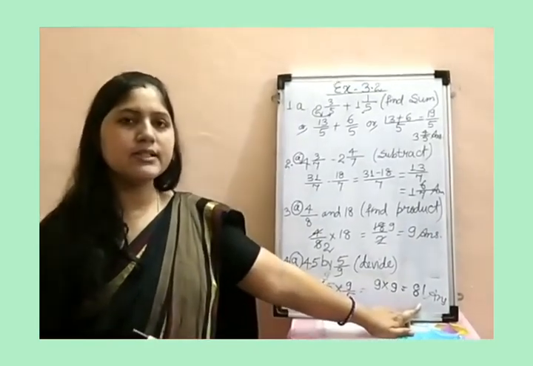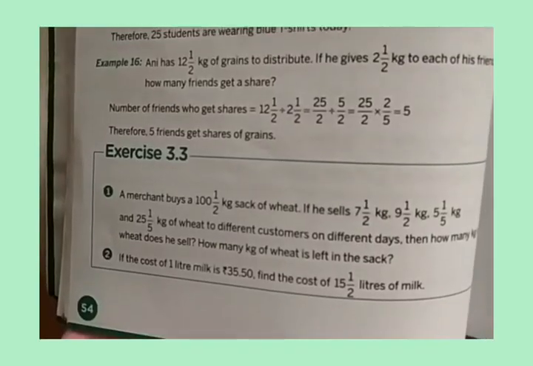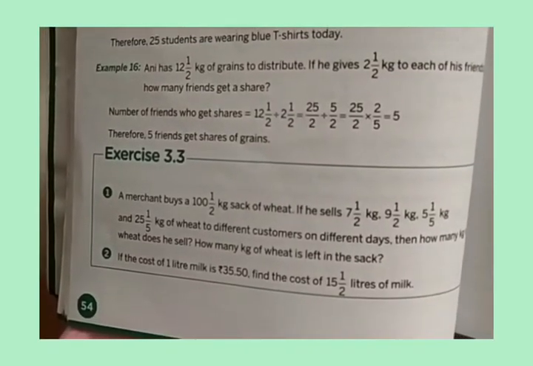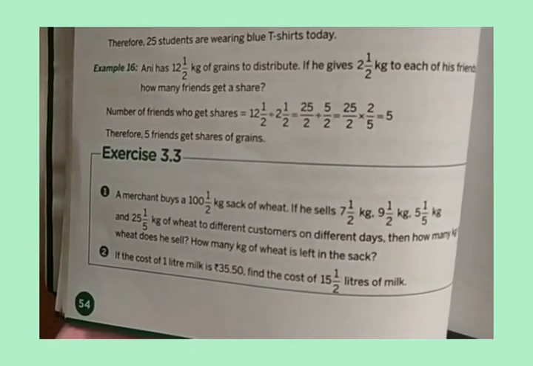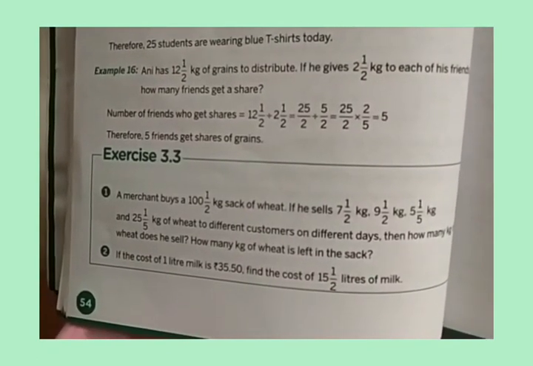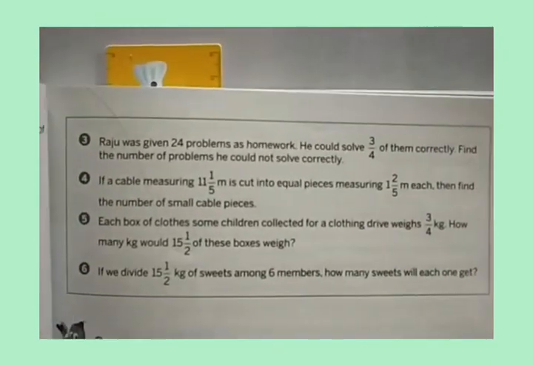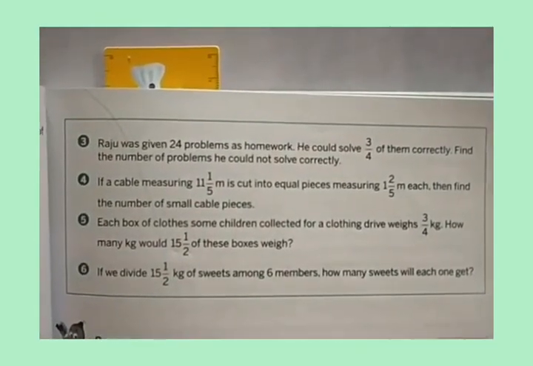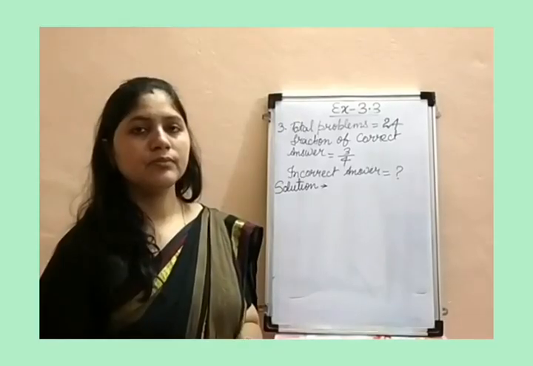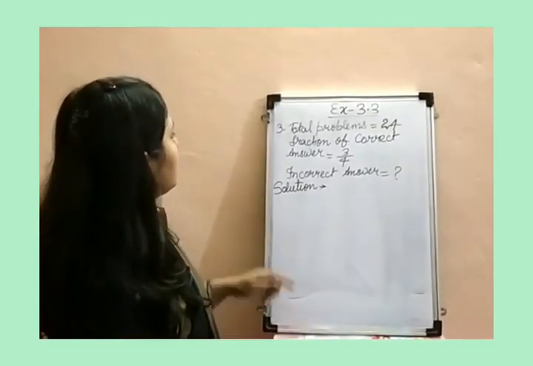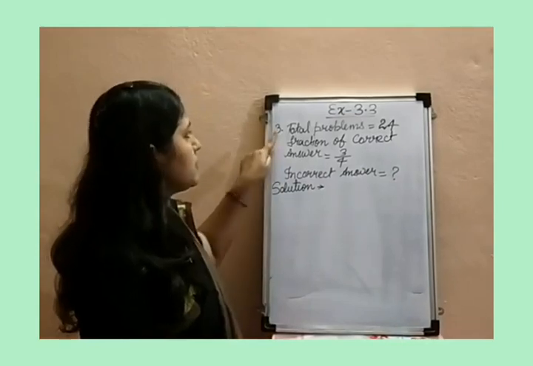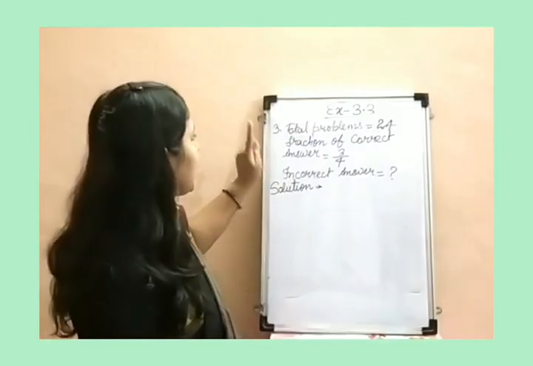Let's do our next exercise, that is 3.3. Here is exercise 3.3. All questions are word problems. Total 6 questions are there. And I am giving you question number 3 and question number 6. So let's do 3.3.